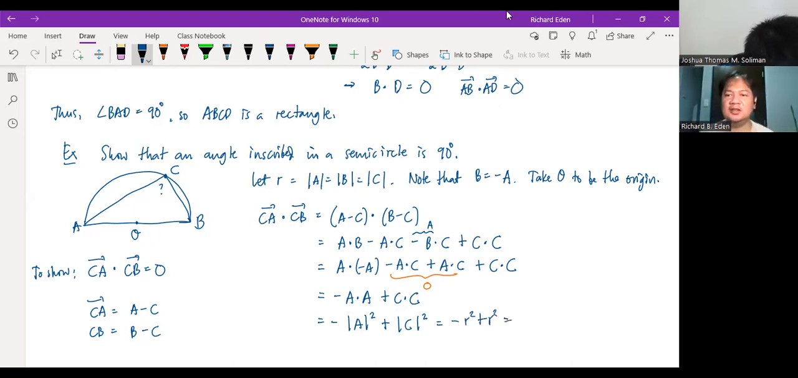Joshua, what is negative R squared plus R squared? I need your input here, kid. What is negative R squared plus R squared?